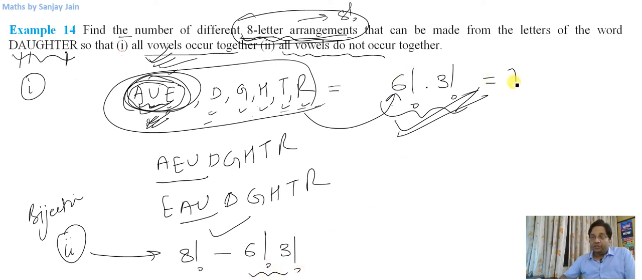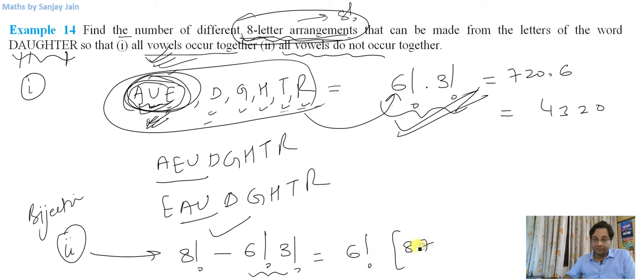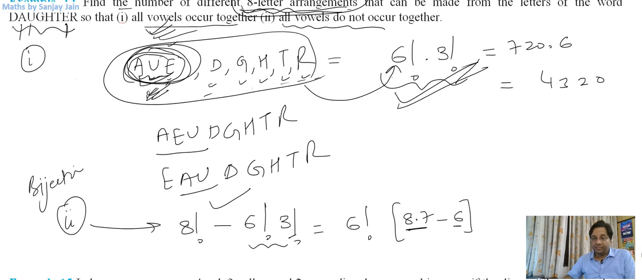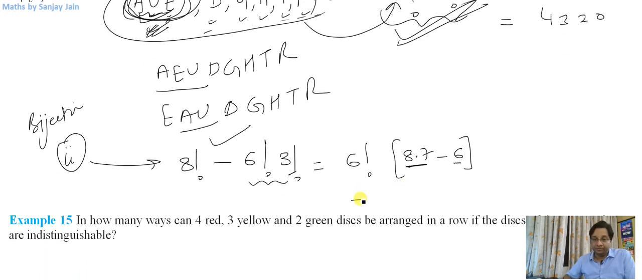So what is this number? This is 720 into 6 and it will be equal to 0, 2, 4, 3, 2, 0, right? And what will be this one? 6 factorial I'll take as common, 8 into 7 here, and then what is this? 3 factorial, that is 6. So this is 56, this is 6, so it is 50. 6 factorial into 50, that means 720 into 50, which is 3600.